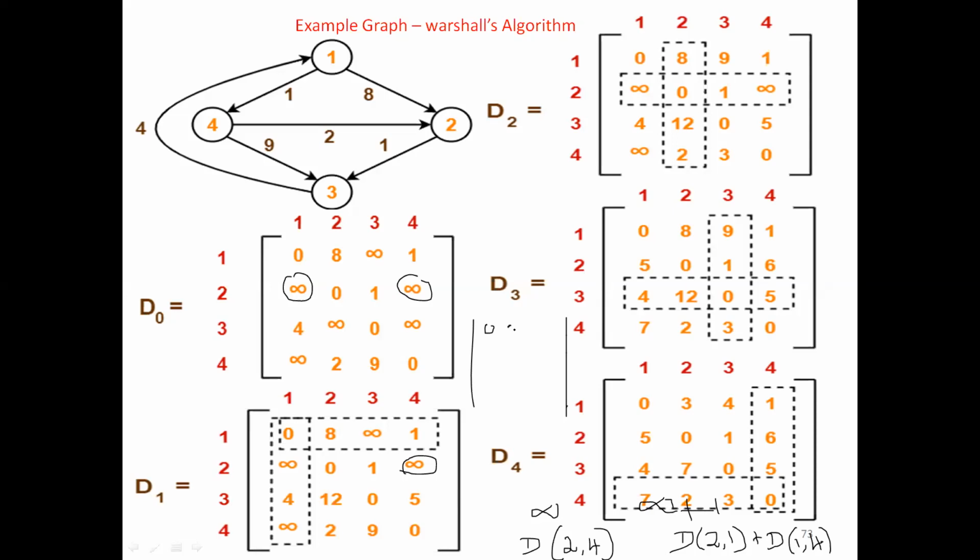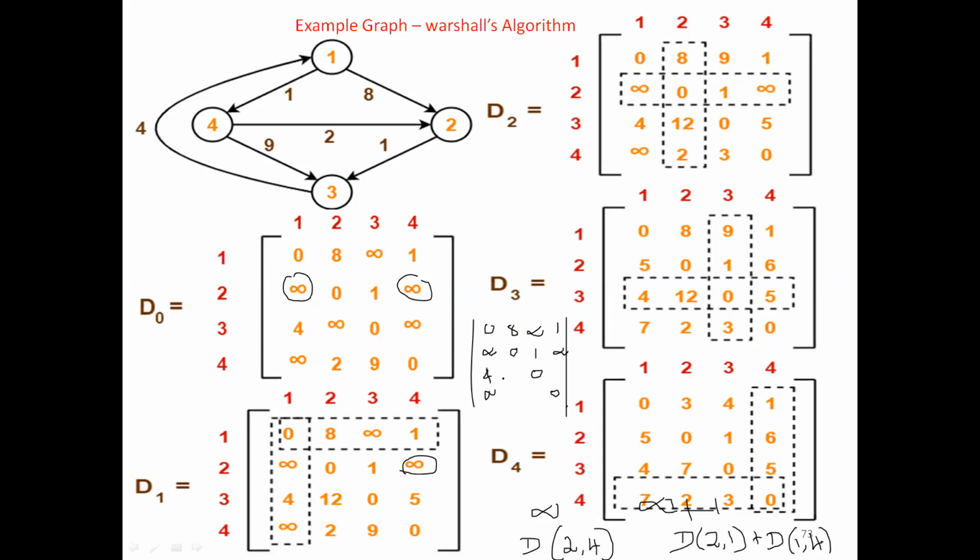Initially it would be like this only: 0, 8, infinity, 1, and infinity, 4. I'm writing the D1 matrix. Infinity, I'll write 0. Initially it will be like this only. You have to draw like this only. So what is the answer we got? We got 1, infinity.